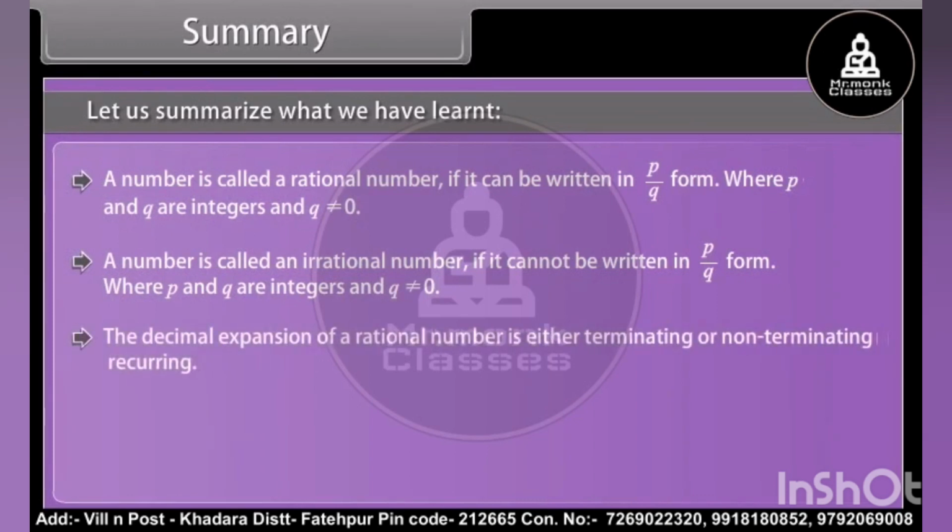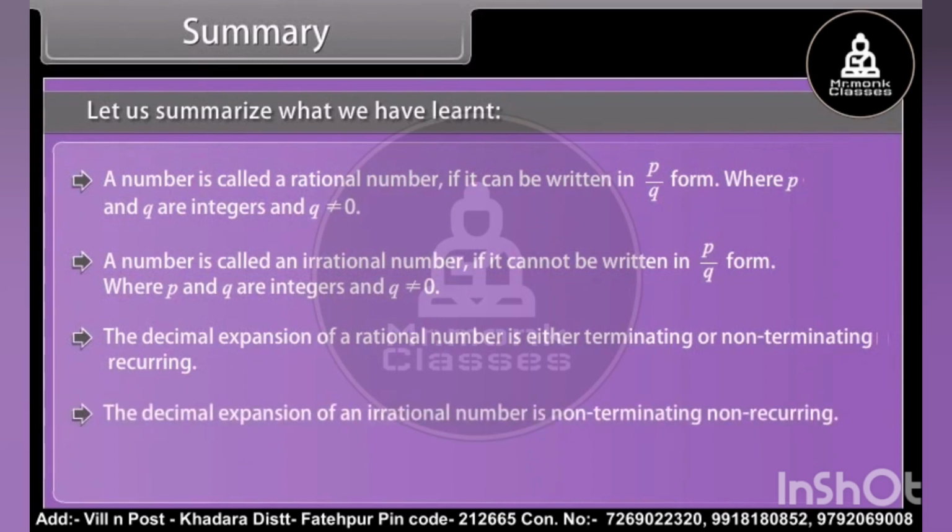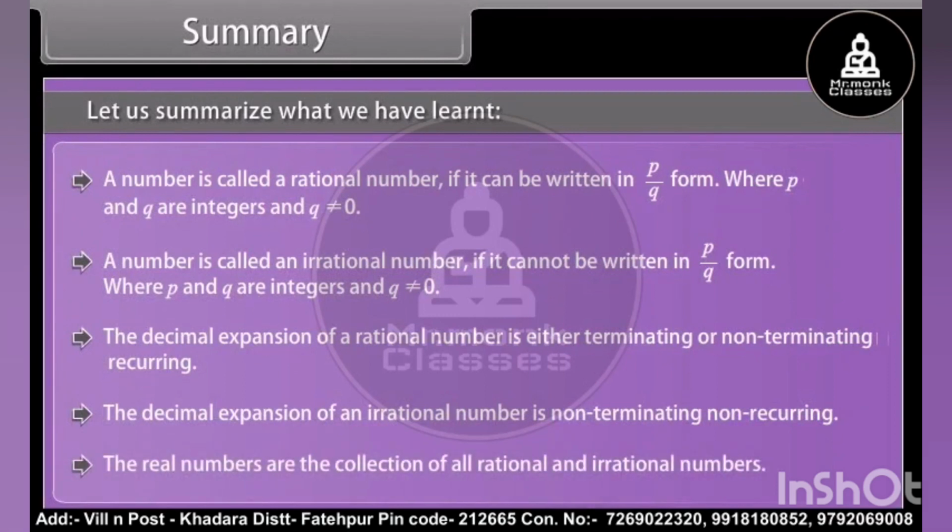The decimal expansion of a rational number is either terminating or non-terminating recurring. The decimal expansion of an irrational number is non-terminating non-recurring. The real numbers are the collection of all rational and irrational numbers.